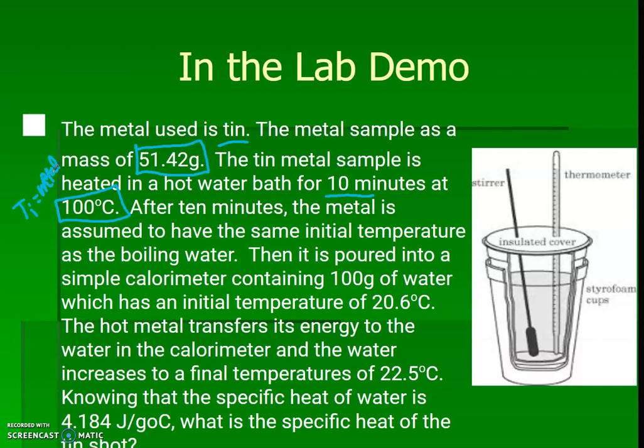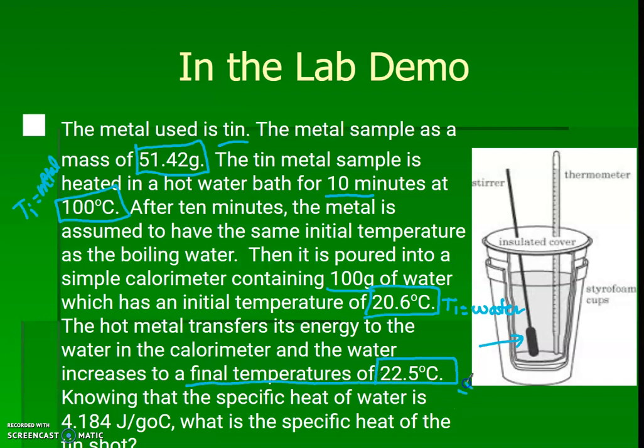After 10 minutes, the metal is assumed to have that same temperature, and it's poured into a simple calorimeter containing 100 grams of water, which has an initial temperature of 20.6 degrees Celsius. So this is the Ti of the water in our calorimeter. The hot metal transfers its energy over to the water, and both come to a point of 22.5 degrees Celsius.